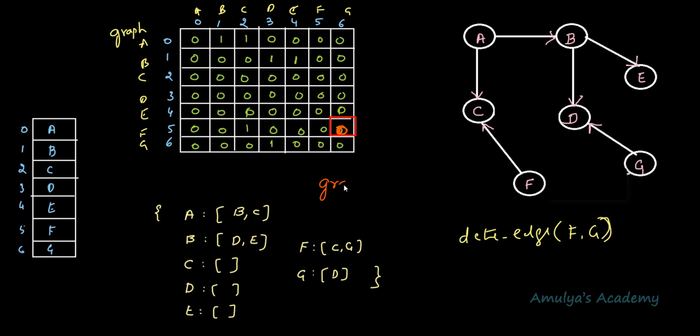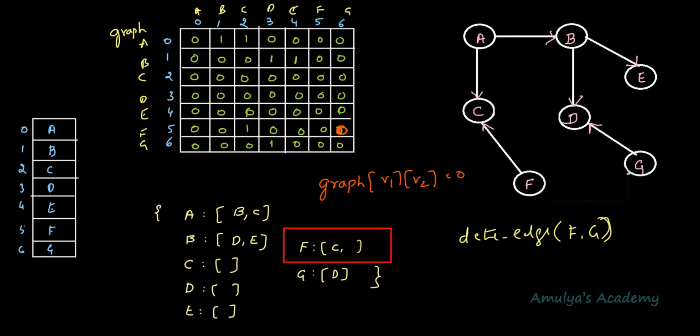Here what we need to do, we need to make graph of V1, V2 equal to 0. No need to change V2, V1. We are deleting an edge from F to G. We are not deleting the edge from G to F. Here it is not present. If it is present also, we are not deleting that edge. Okay, now in the adjacency list representation, you need to go to node F, that is key F, and you need to remove G. That's it. Okay, so this is about directed graph.